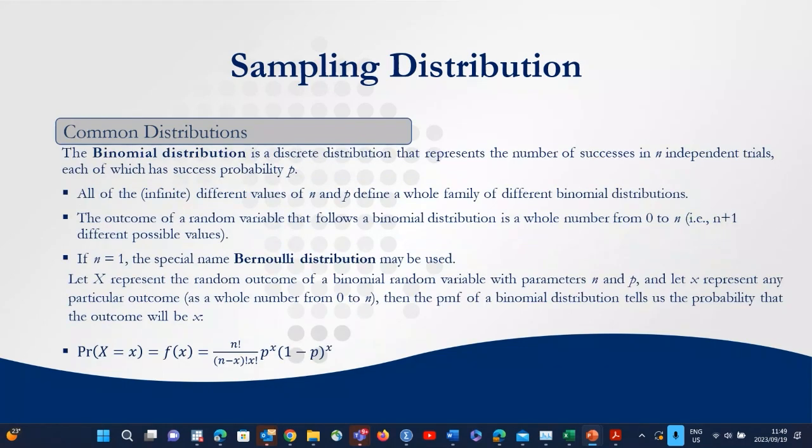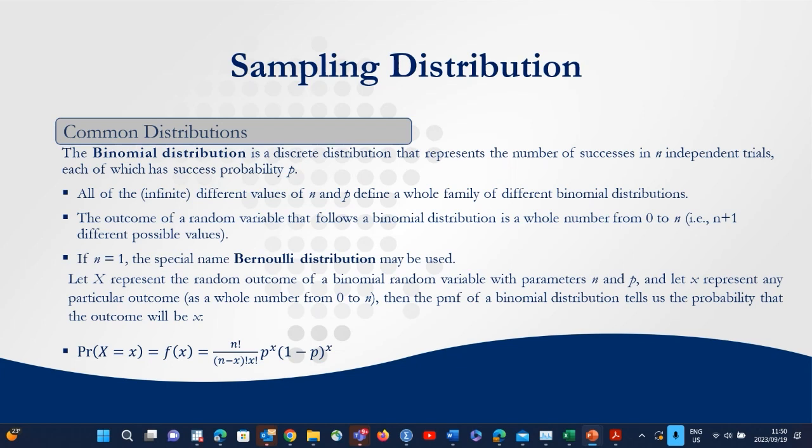So I'm just going to touch on some common distributions, the ones that perhaps you will be able to connect with. So the binomial distribution is about discrete variables. Discrete we've also covered in previous workshops: when we say a variable is discrete, what do we mean? The binomial distribution is a discrete distribution that represents the number of successes in independent trials, each with a probability of success p. All the different values of n and p define a whole family of different binomial distributions.